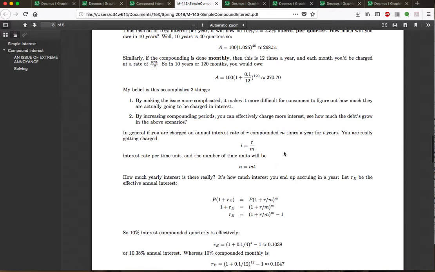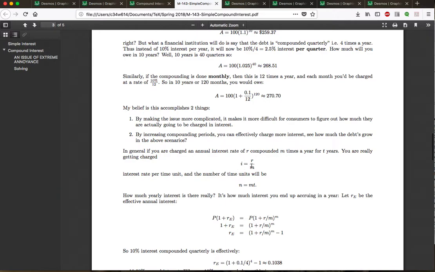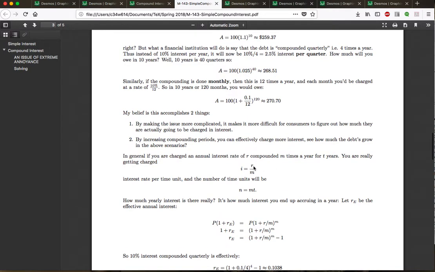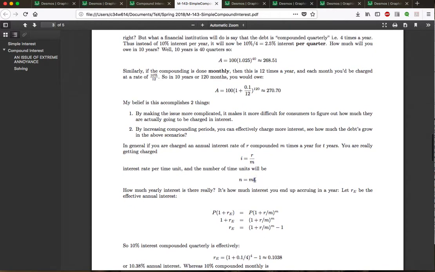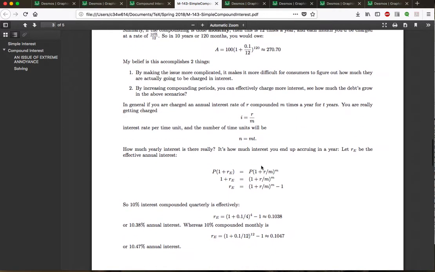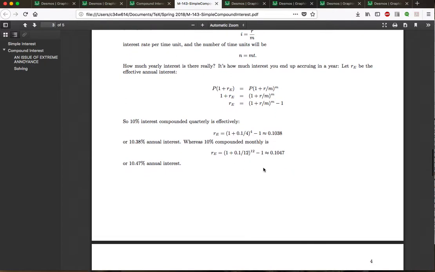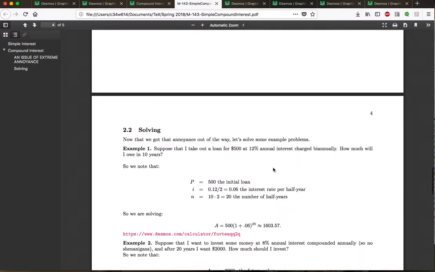But the basic punchline is you just take your rate that they say they're going to charge and divide it by the number of times per year that they charge that, and that's your actual interest rate. You take the number of years that you're thinking about, and you multiply that by the number of times they charge per year, and that's your time unit. And then you can ignore R and T, and you can just deal with I and N, and that makes life much easier.